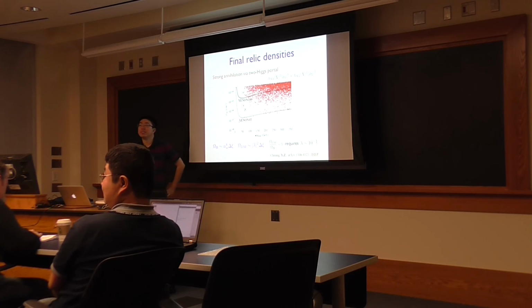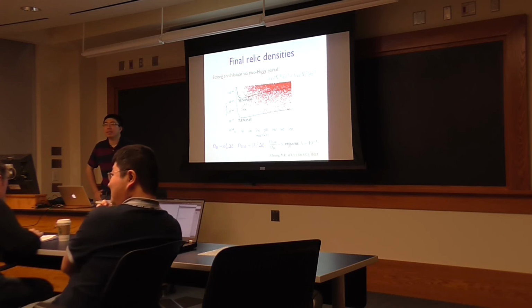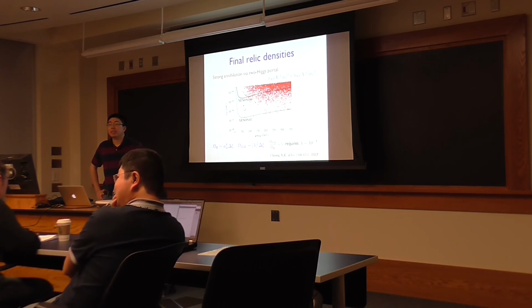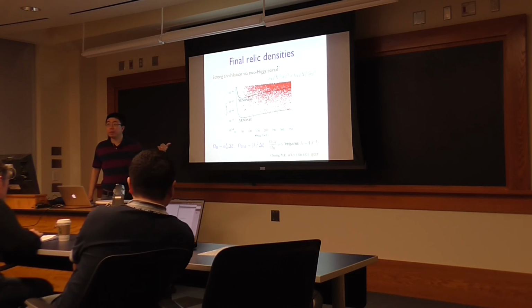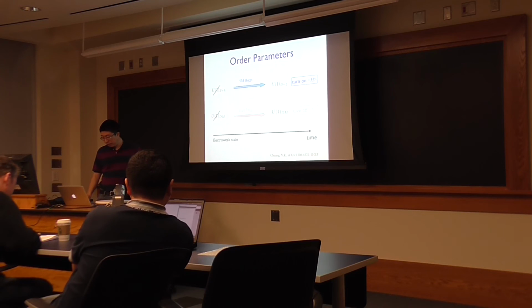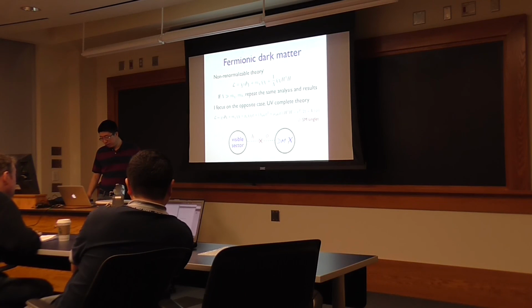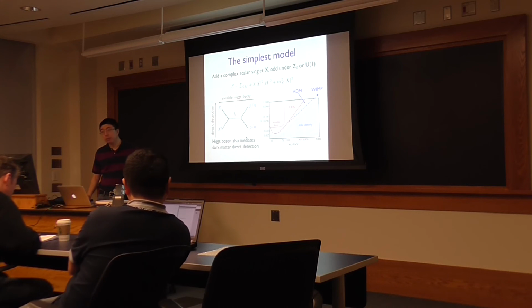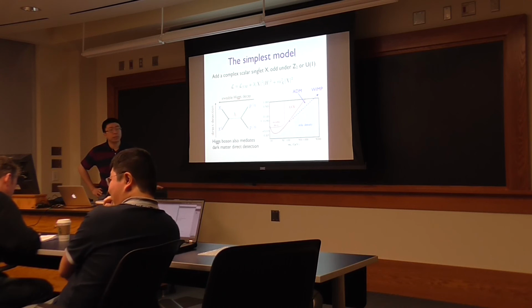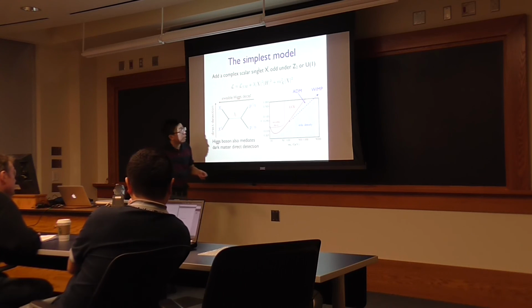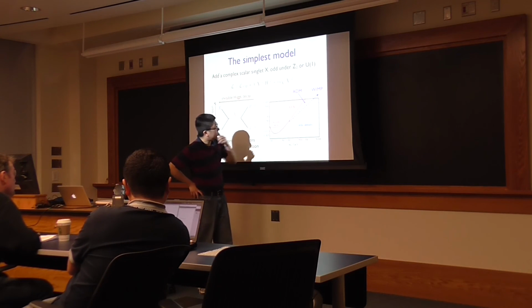Yeah, I have a question. Where you showed the relic density exclusion region of the parameter space, the first plot you showed. This one? Yeah. After the Higgs resonance, why is there a peak, here?